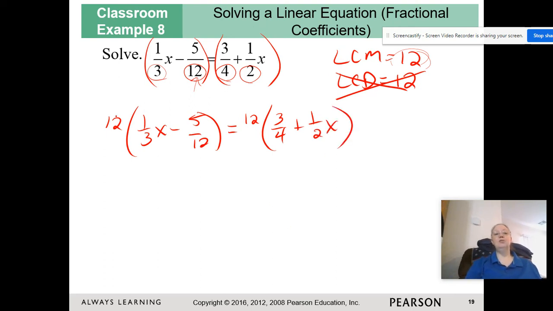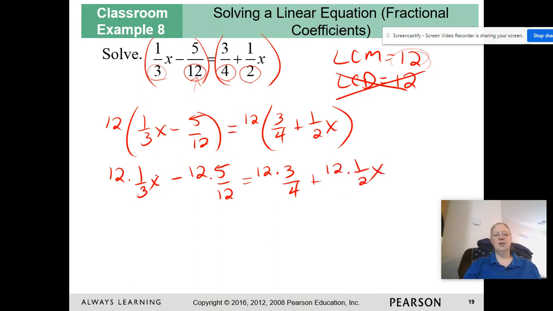Like that. I'm going to distribute the 12. I am going to wait to actually multiply these for just one more step here. Okay, so if you recall from a previous video, I talked about how to multiply a whole number times a fraction. When you multiply a whole number times a fraction, you divide by the bottom and multiply the top.